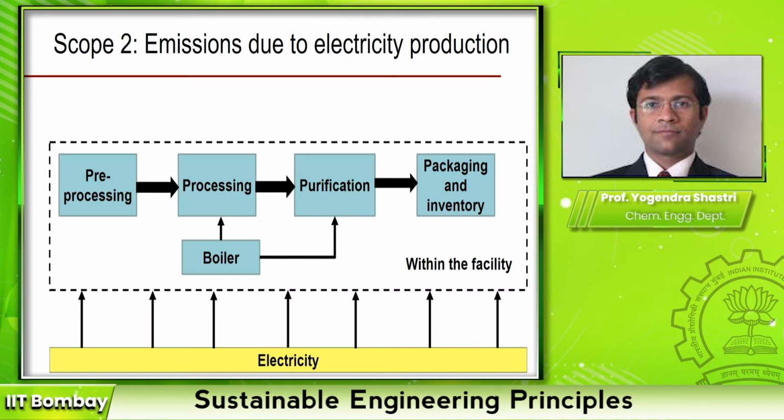And therefore, although the electricity generation is happening somewhere else and the facility is using the electricity, the emissions because of production of that electricity must be attributed to this particular facility. Although it is physically not on this site, it is happening somewhere else, but it is still because of this facility that the electricity is being produced. That's the argument that is used, and therefore those emissions must be considered. So all the carbon emissions because of electricity production will come under scope 2.